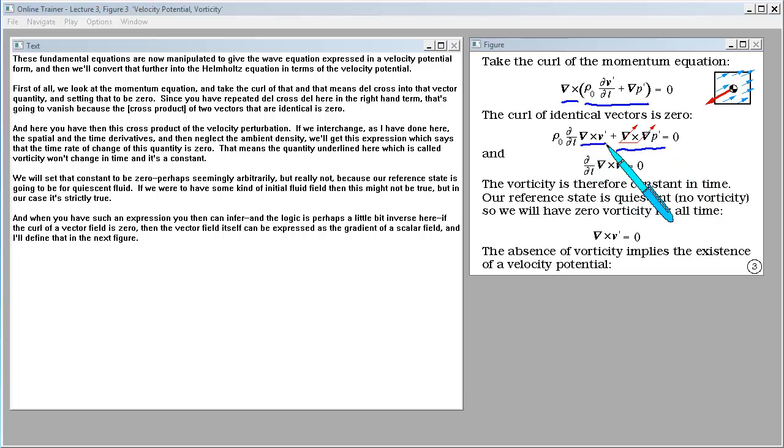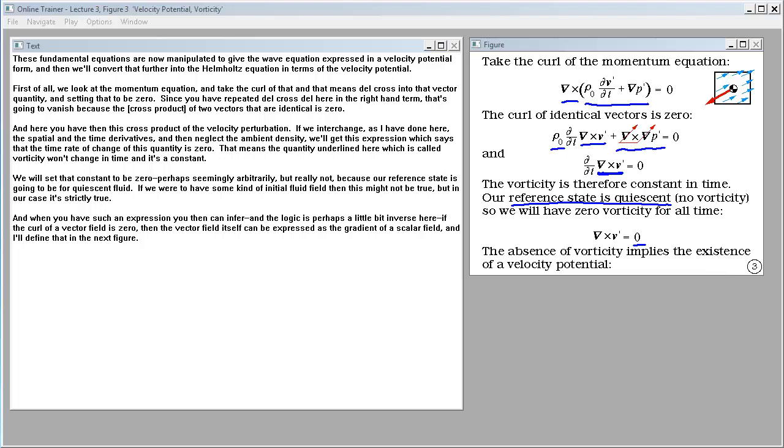And here you have then this cross product of the velocity perturbation. If we interchange, as I've done here, the spatial and the time derivatives and then neglect the ambient density, we'll get this expression which says that the time rate of change of this quantity is zero. That means the quantity underlined here, which is called vorticity, won't change in time, and it's a constant. We will set that constant to be zero, perhaps seemingly arbitrarily, but really not, because our reference state is going to be for quiescent fluid.